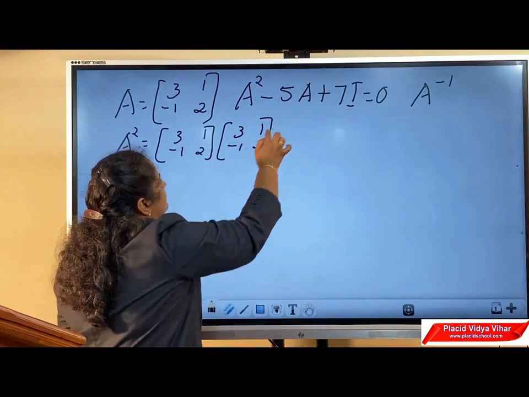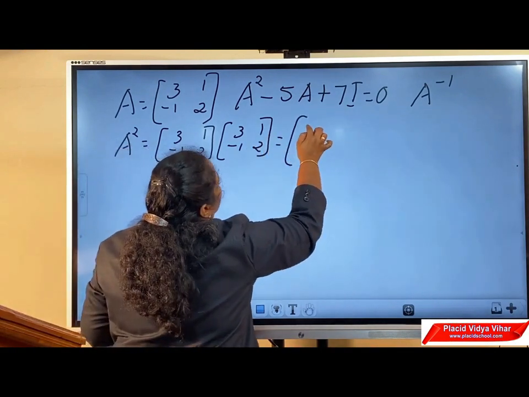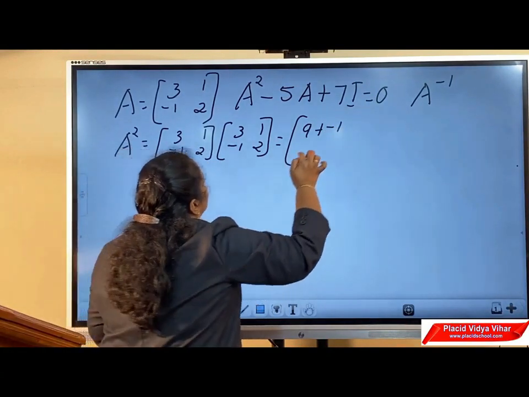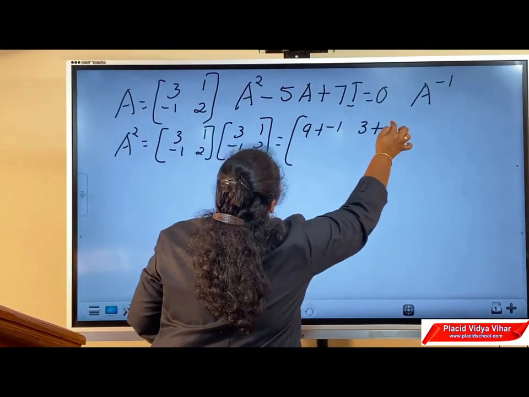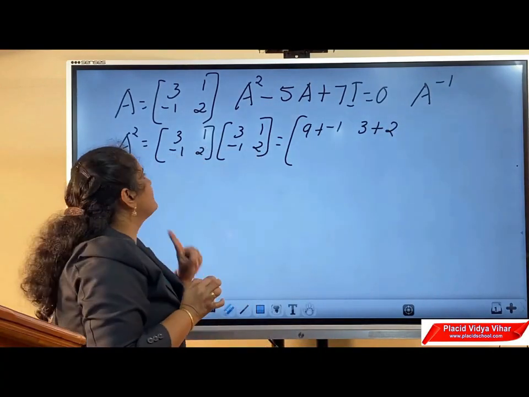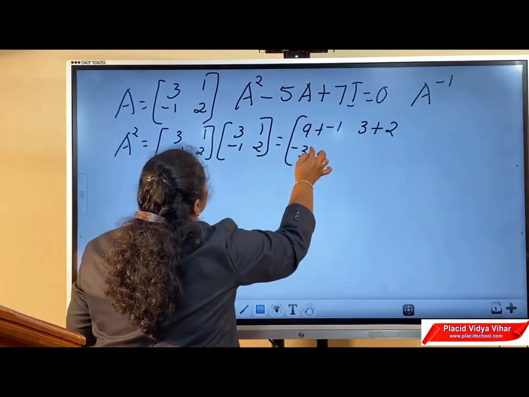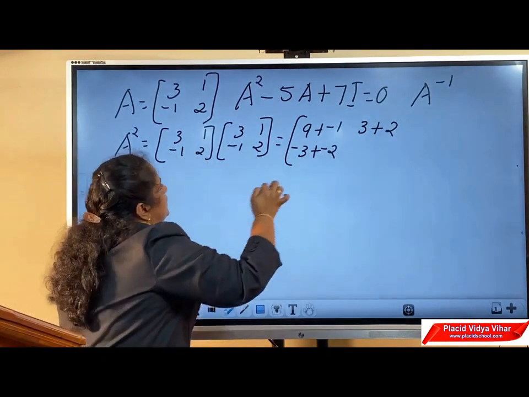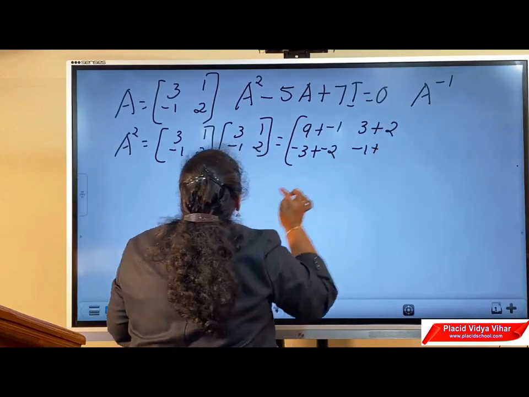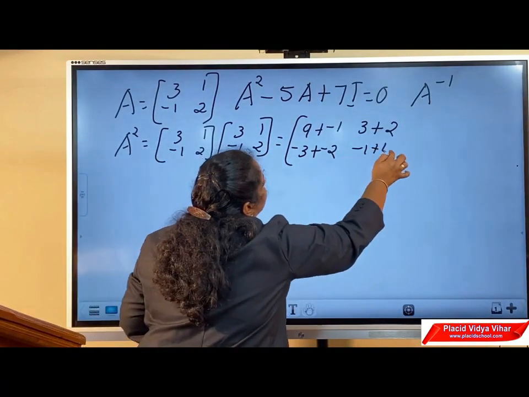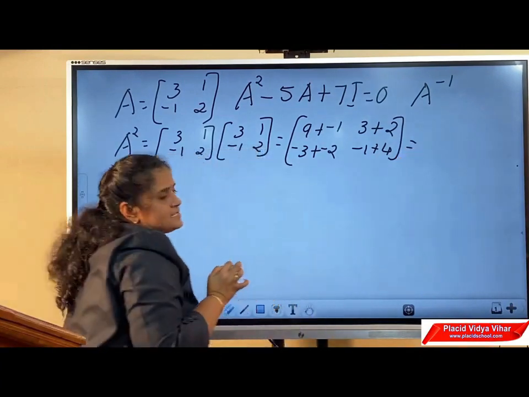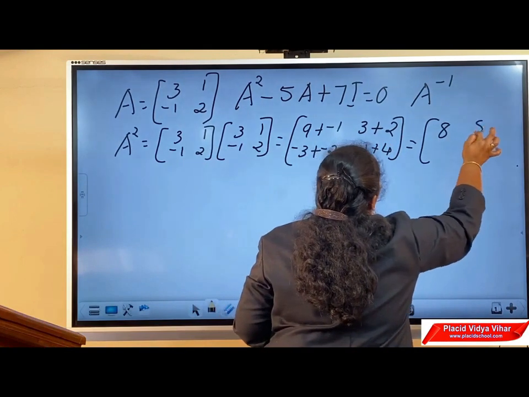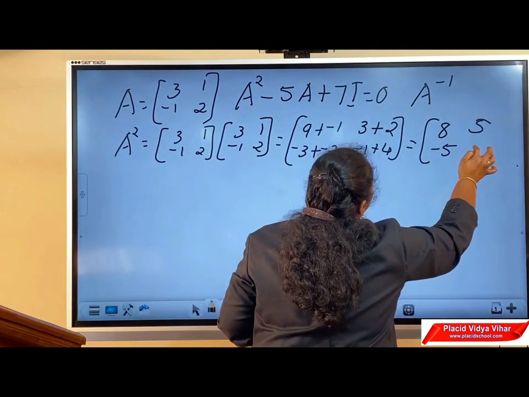First row into first column, that means 9 plus minus 1. The first row into the second column, 3 plus 2. The second row into the first column, minus 3 plus minus 2. The second row into the second column, that is minus 1 plus 2 twos are 4. Therefore, the answer is [8, 5; -5, 3].